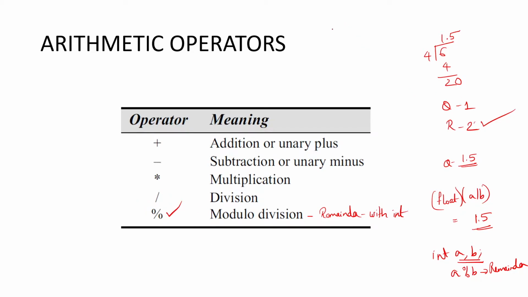Here, if A is equal to 6 and B is equal to 4 and they are int type, then A slash B will give the quotient, that is 1, and A percentage B will give the remainder, that is 2. So that's the difference between the slash symbol and the percentage symbol.